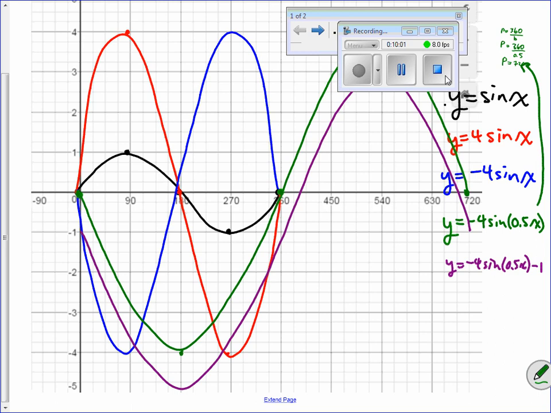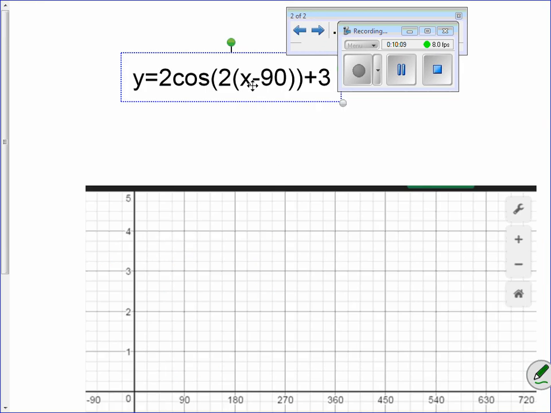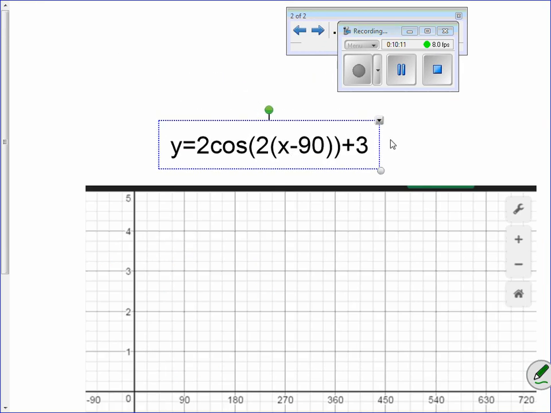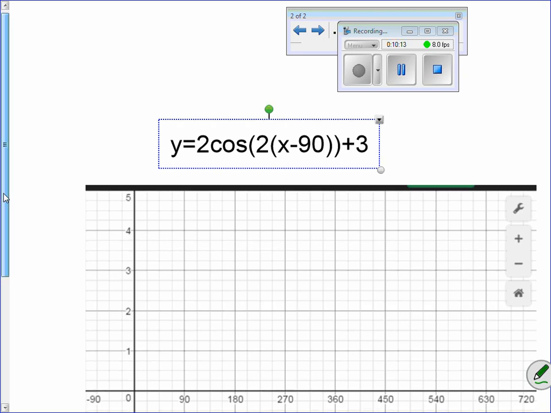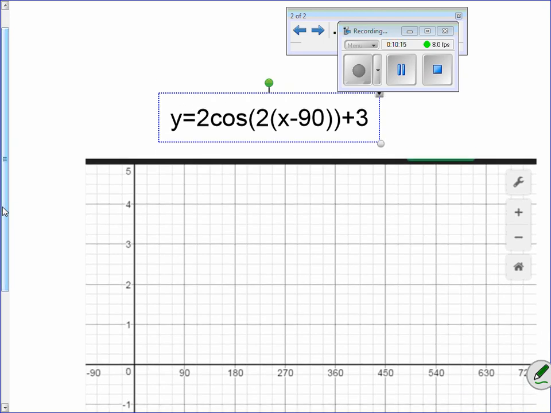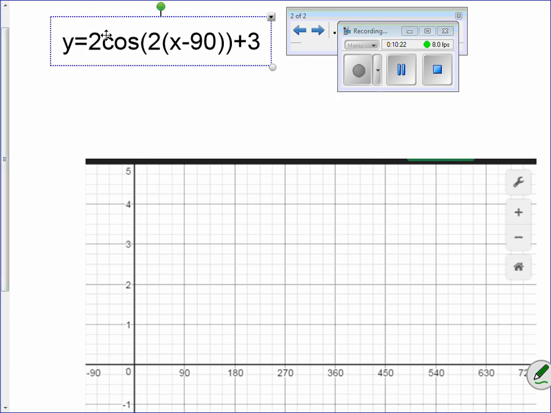Now, we'll take a look at another graph and see what happens. So this graph is y is equal to 2 cosine of (2x minus 90) plus 3. We're going to actually take some serious looks at this.